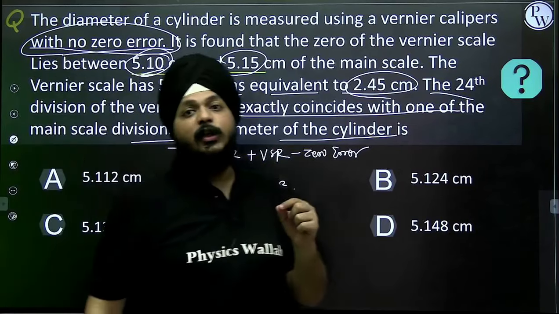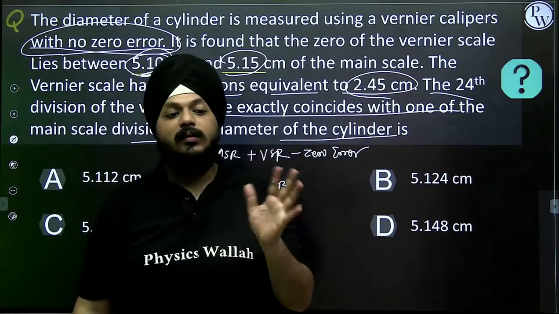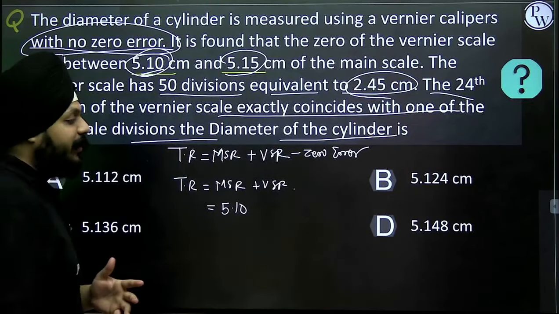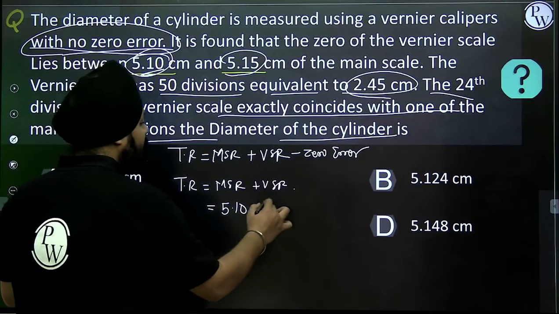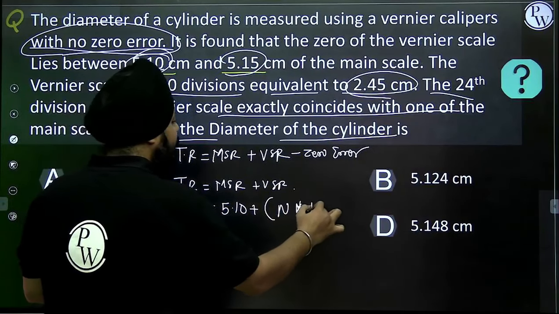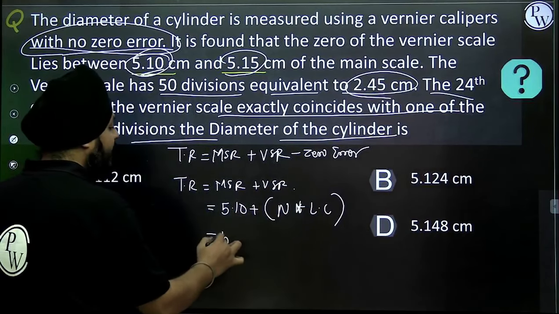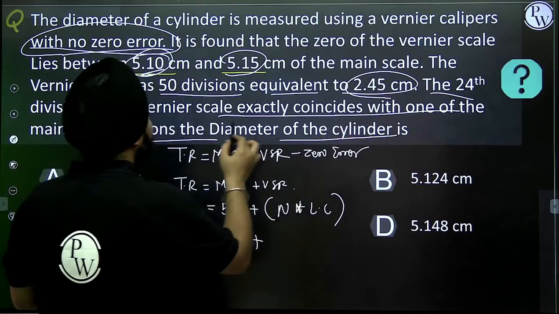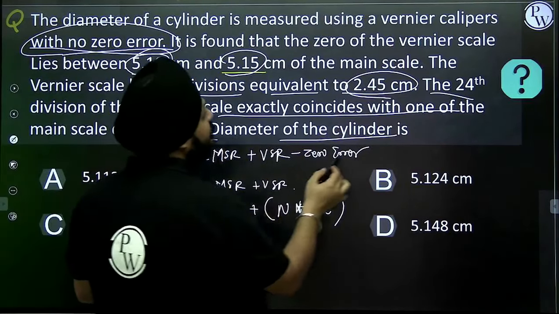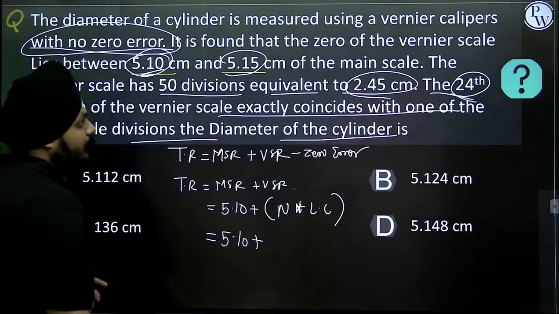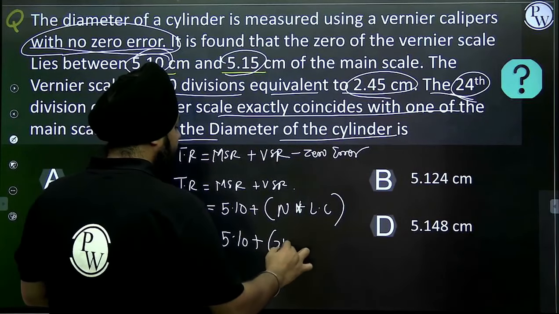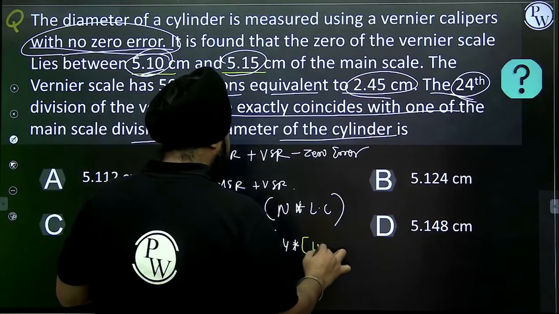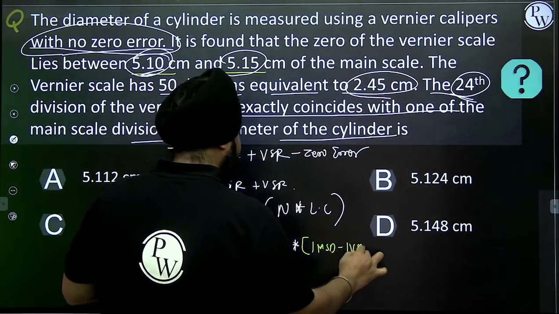Whenever the zero of the Vernier scale lies between these two, always take the left side value. So that is 5.10 plus n into least count. 5.10 is written in centimeter. Which division is coinciding? It is the 24th division, so n value is 24. The formula of least count is 1 MSD minus 1 VSD.